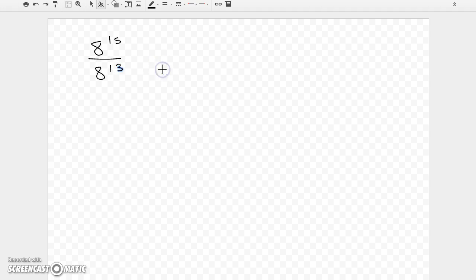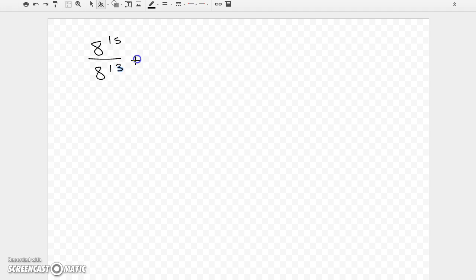So if I have a problem like this, I could take the step to write out 15 eights on the top and 13 eights on the bottom and then divide them out, but that actually takes a lot more effort, right? It takes a lot more writing. I don't want to have to write all that out.